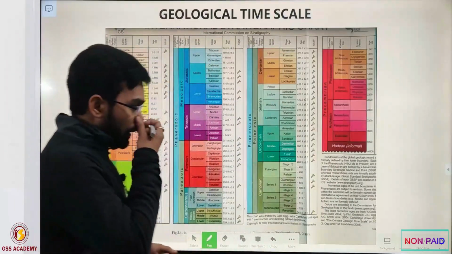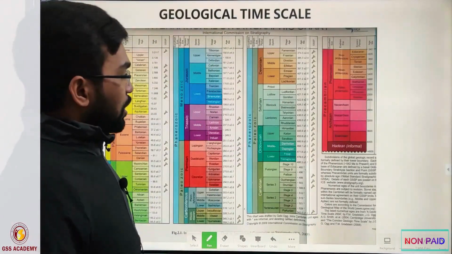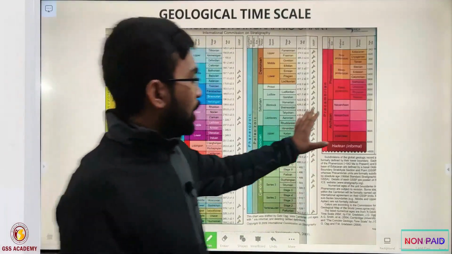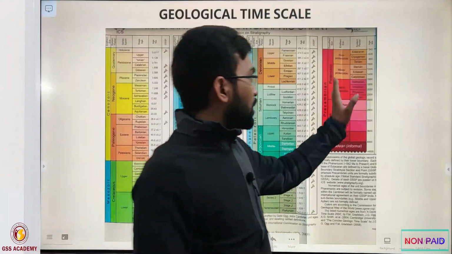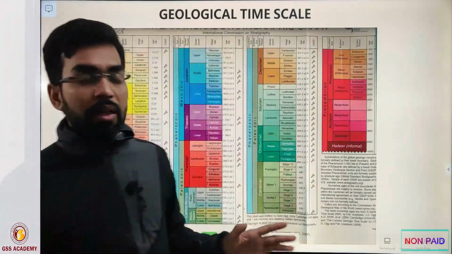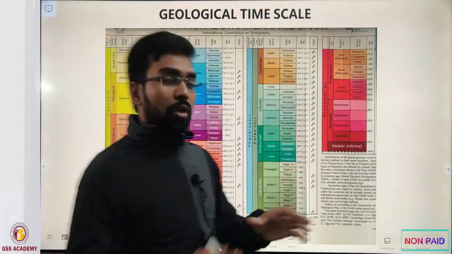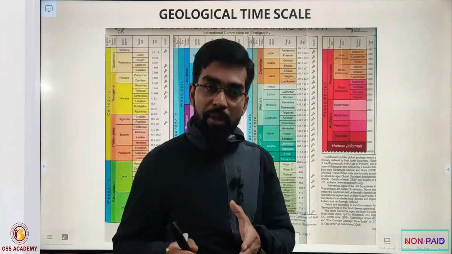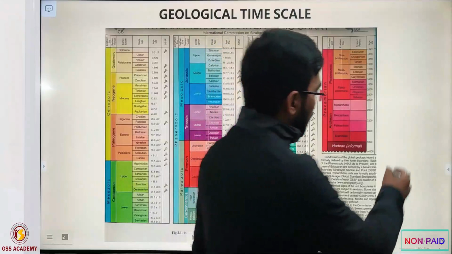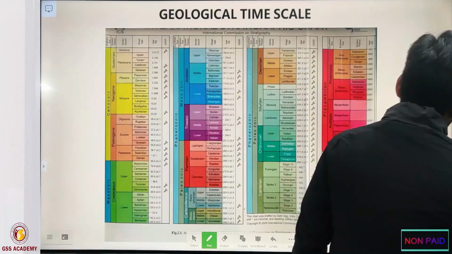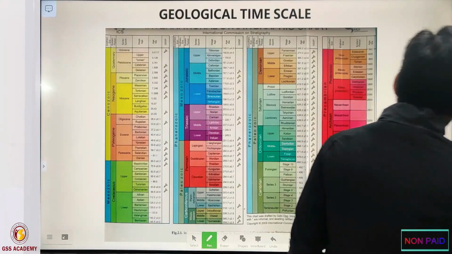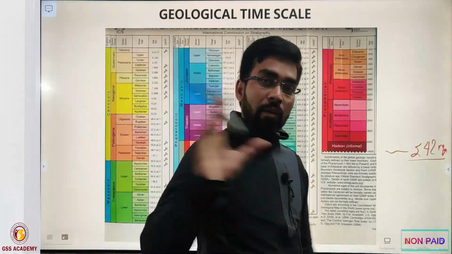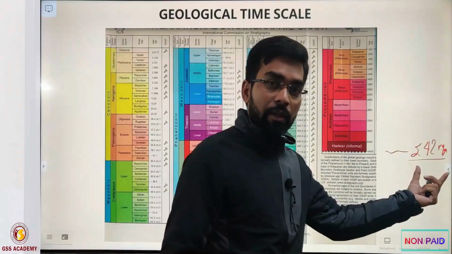So let us see the geological time scale. Geological time scales are divided into various units, one is a larger unit, one is a smaller unit. So broadly they are divided into two parts. The Cambrian falls at an age of approximately 542 million years. Before this age, everything comes under the Precambrian.